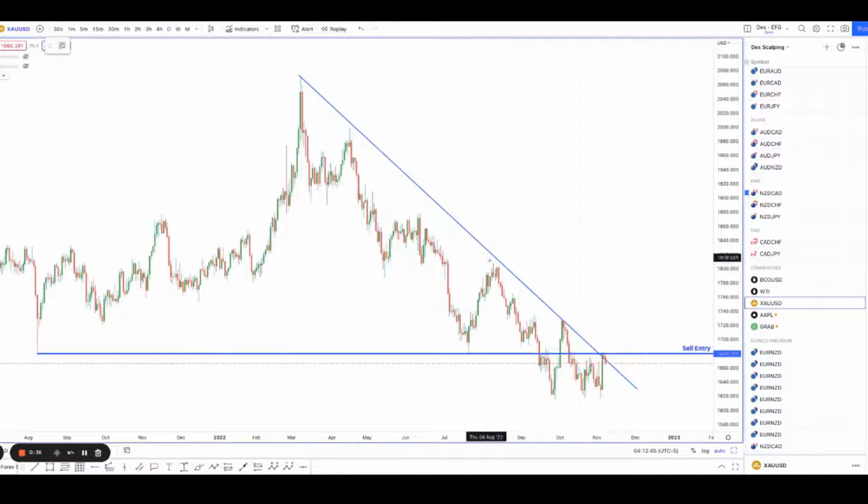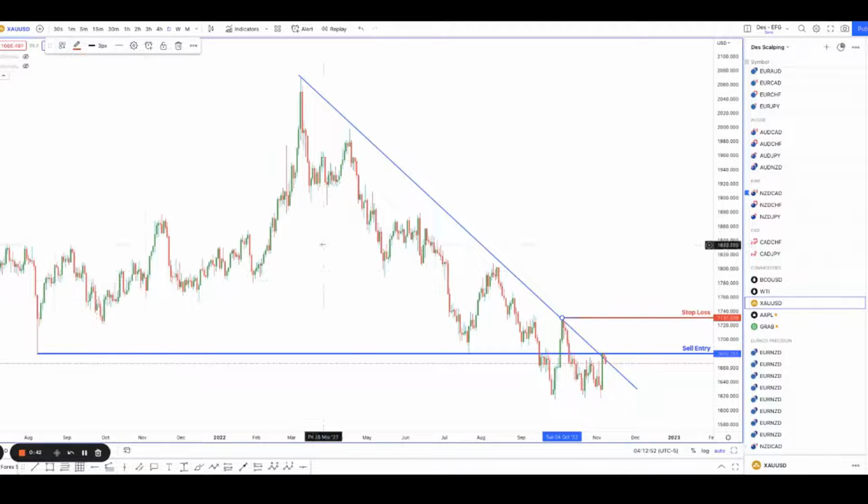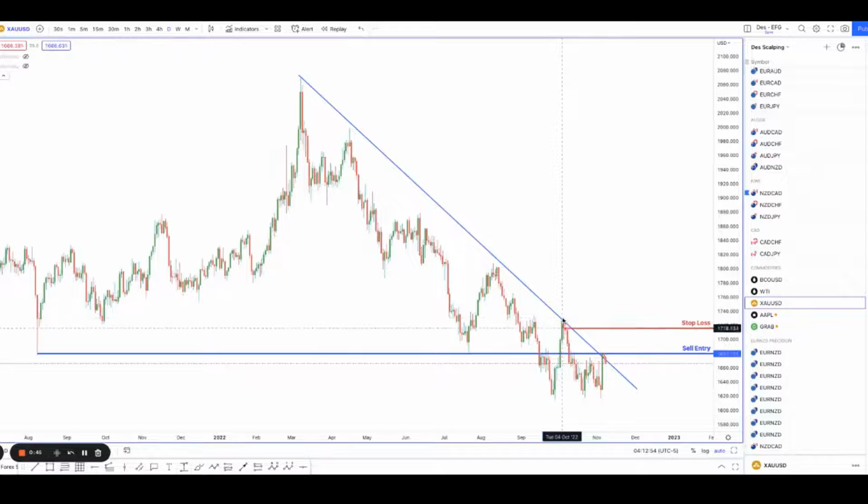In terms of stop loss placement, you can play it safe. You can put your stop loss up here, give it quite a bit of breathing space, as a stop loss. You could also opt for a tighter stop loss, probably about over here, if you're not expecting prices to wick that much. Take profit.